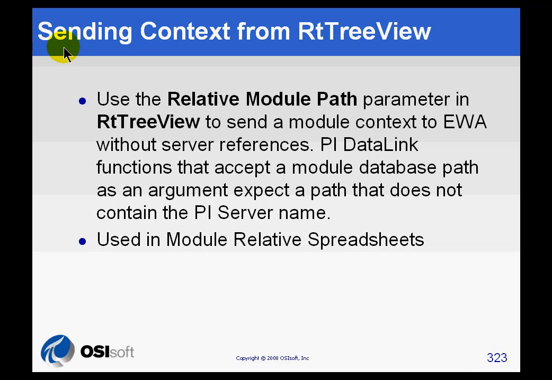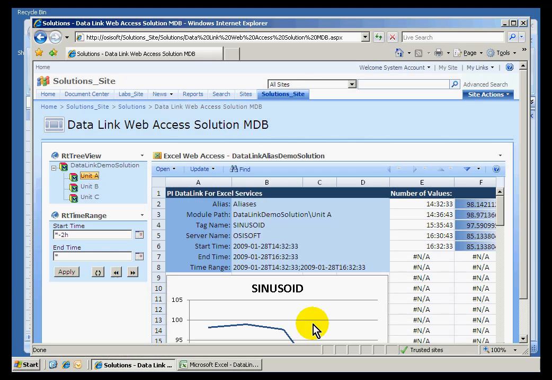I showed earlier an example of sending a module context from the RtTreeView to the Excel Web Access. So let's take a look at how that definition was achieved. As you can see, here's an RtTreeView. The RtTreeView is set up such that it's looking at a particular part of the module database, and these different units within the module database map to a different set of aliases. So, for example, Unit A has an alias that maps to sinusoid. Unit B maps to a different tag.